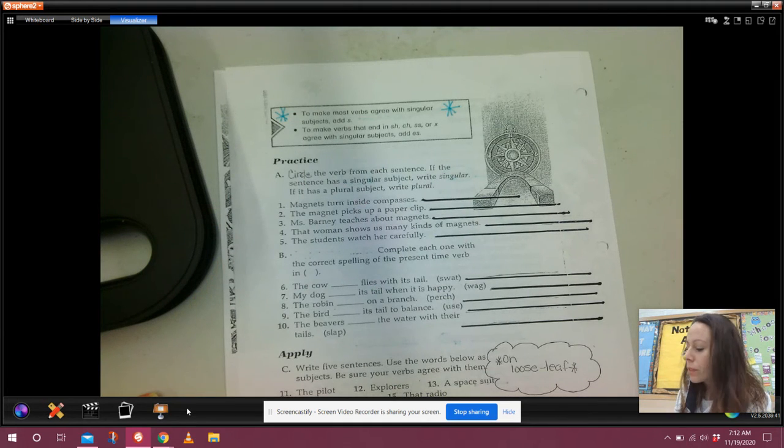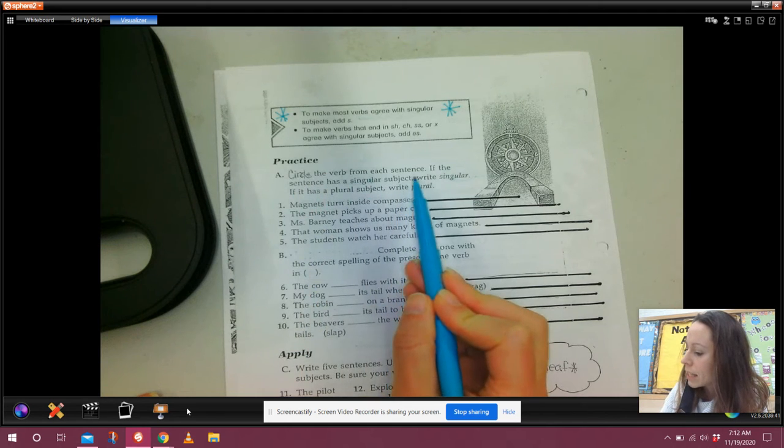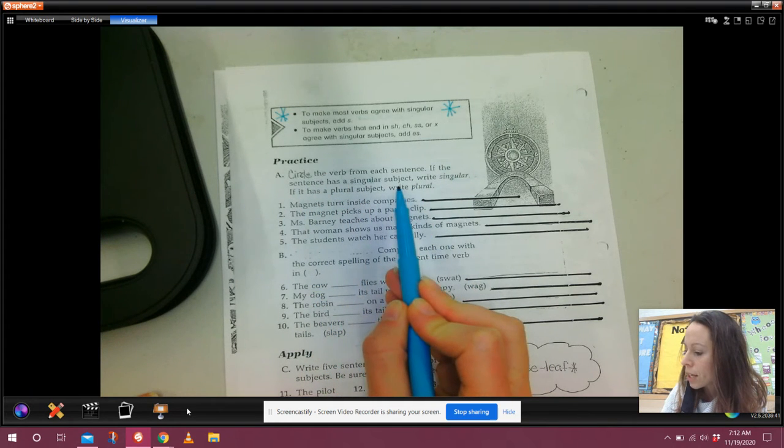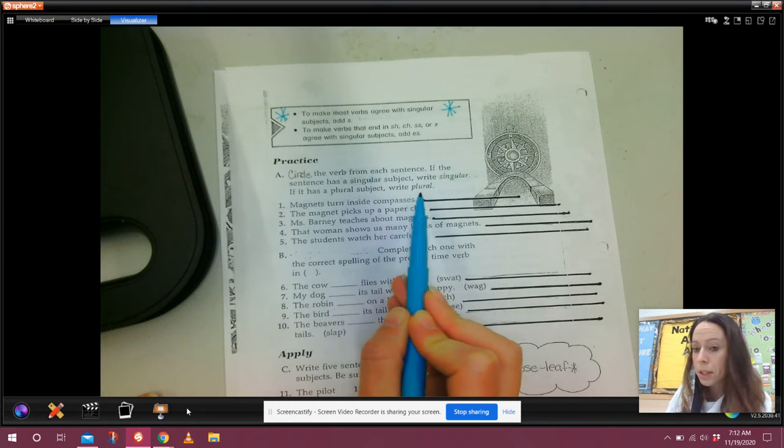So let's do some practice. I'm going to do the first couple with you so you understand what we're working on, and then I'll let you go ahead and finish this up. Circle the verb from each sentence. If the sentence has a singular subject, write singular. If it has a plural subject, write plural.